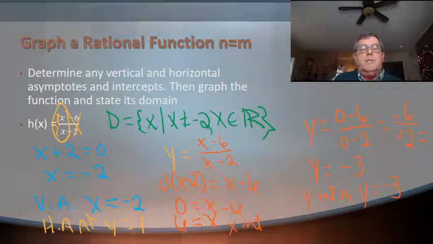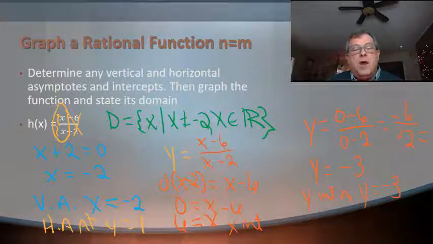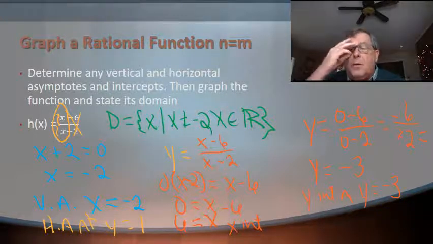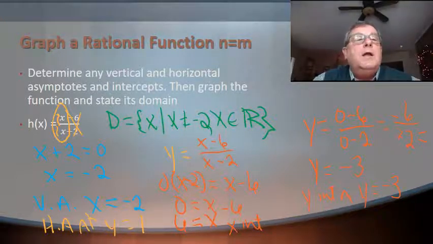Okay, I've done everything. Let's see, I stated the domain. I figured the vertical asymptote to be at x equals negative 2. Horizontal asymptote is y equals 1. I've got an x-intercept at 6, and a y-intercept at negative 3. Let's head to the graph, see what we got.